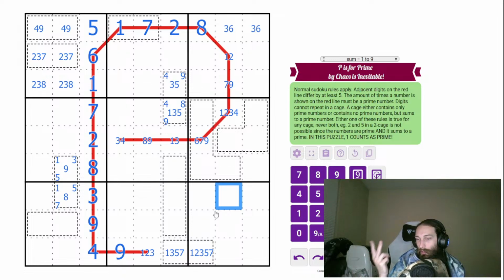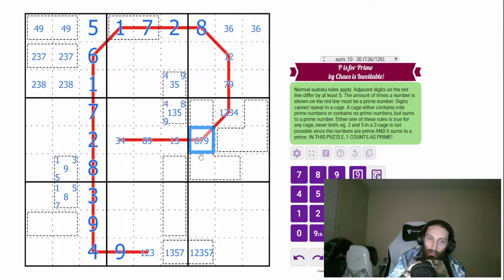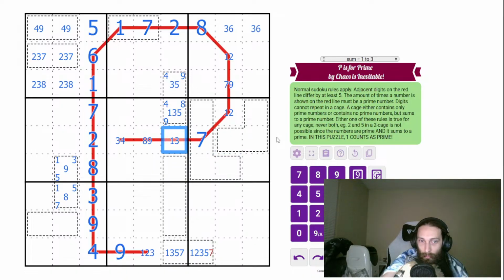4, 6, 8, and 9 are the only 4 composite digits. And 4 and 6 is 10, 8 and 9 is 17, so I get 27. 27 is composite. So this actually has to be prime, all primes. Okay. So this is a 7. So 3 and 4 are out. This is a 1 now.